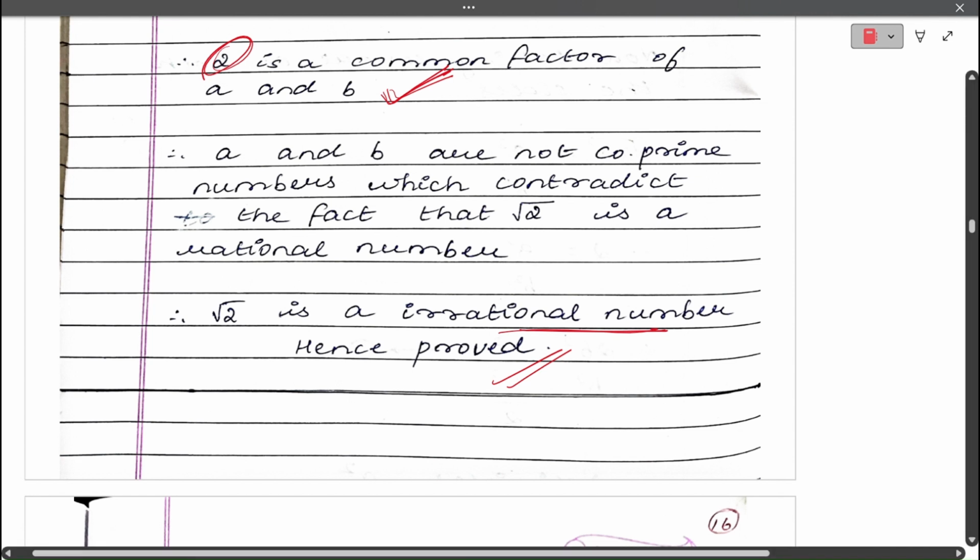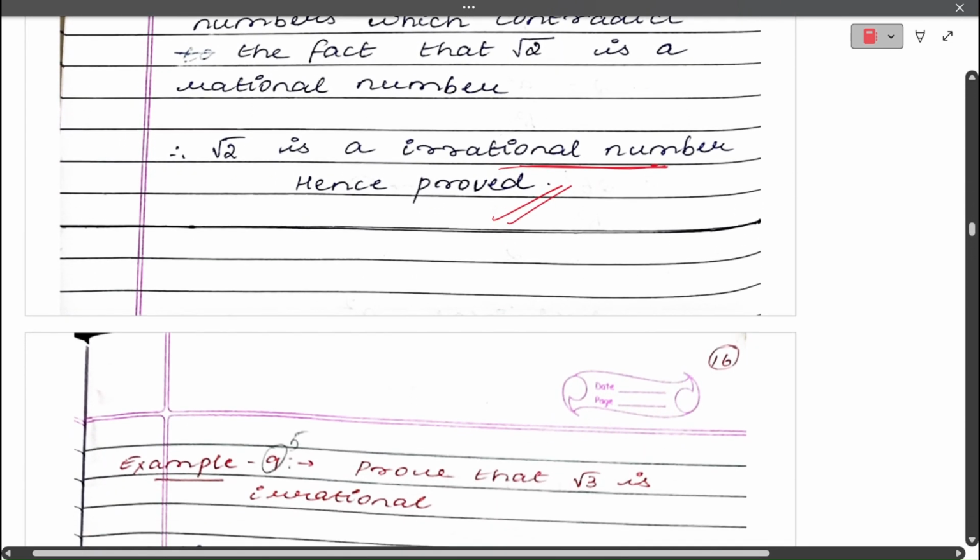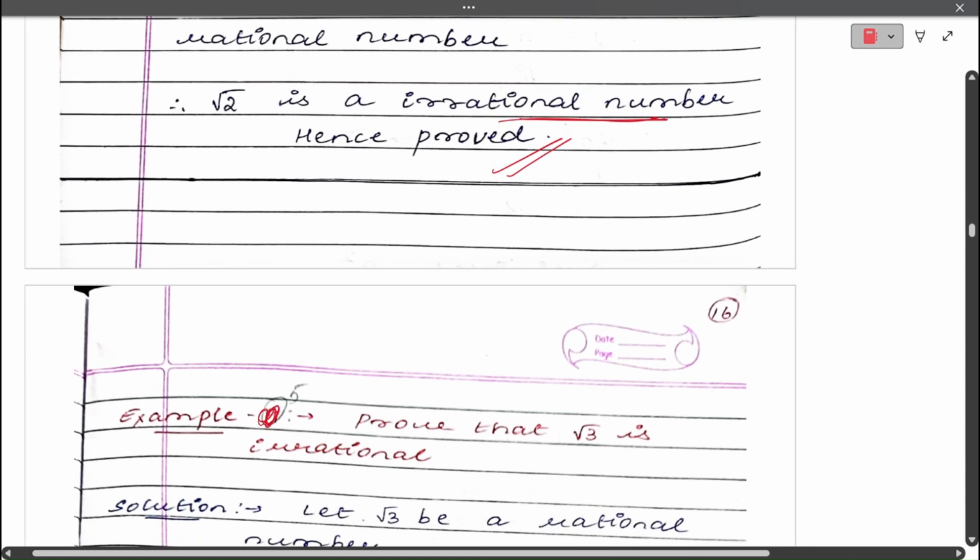Okay, clear? Yes. So we will be going with example 5 in our next session.